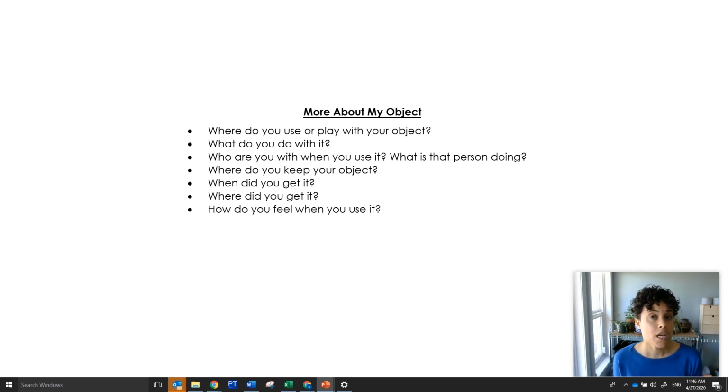So, first graders, today you are going to add to your writing by thinking about these sorts of questions. There might be other questions that you want to answer to explain more to the reader about your object and why it's special to you. So when you think, why did I choose this object? Why is it special to me? Think about what makes it special. And that's what you're going to describe to your reader today.